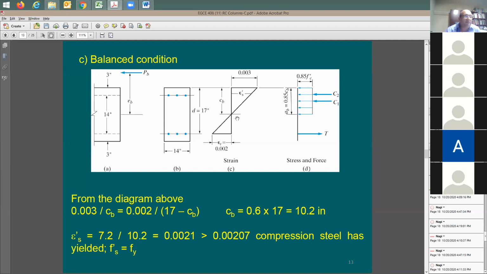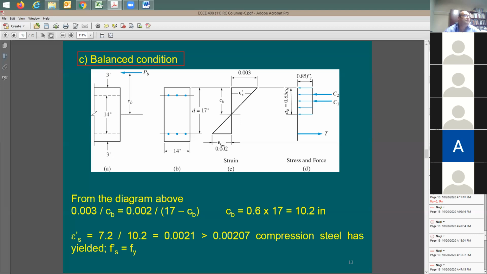So here, the balance condition. Please keep this in mind. Remember the term balance condition, so later on, if you see it, you'll know what the balance condition is. Let me put a little box around this. When the balance condition happens, the concrete strain is 0.003, and the tension steel strain is at 0.002. It's right at the yield point.